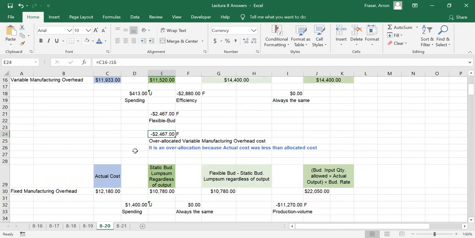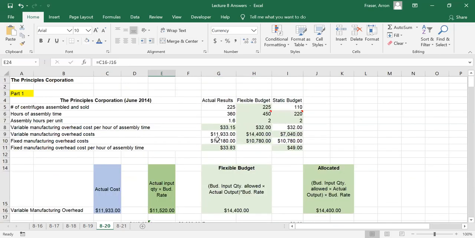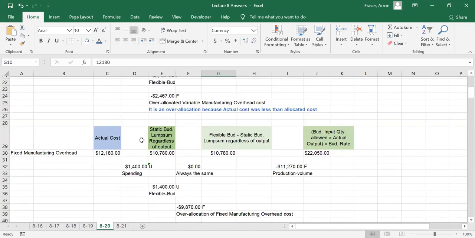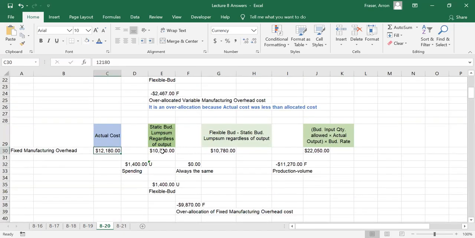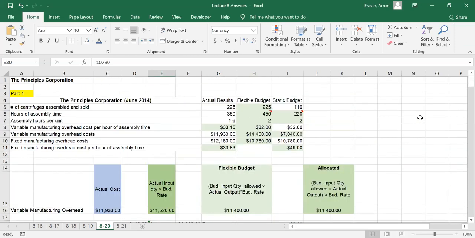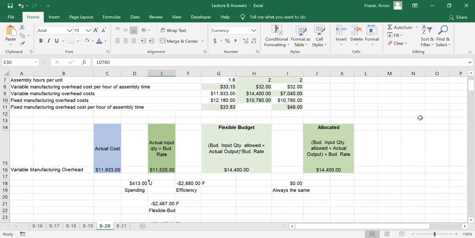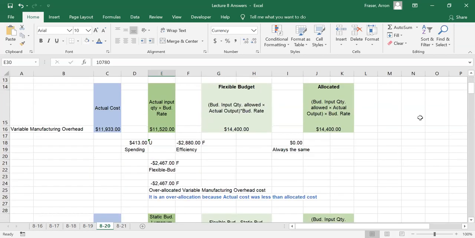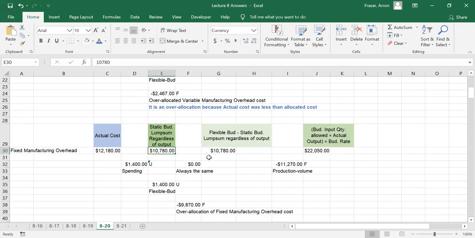On the fixed overhead costs side, we were told that the actual fixed cost that we incurred was 12,180. So that's actual. And the lump sum fixed cost that we would have expected to pay was 10,780. That's also given. The flexible budget remains the same. That doesn't change.